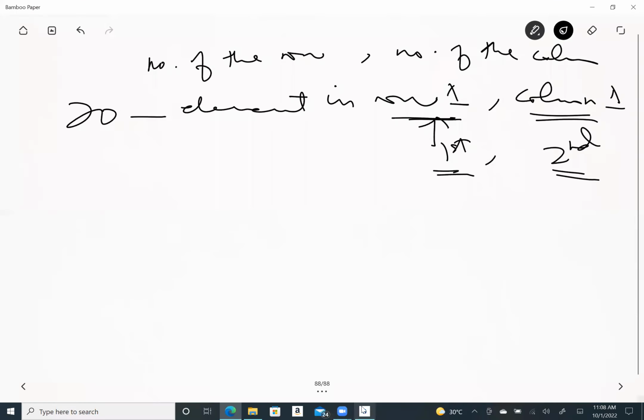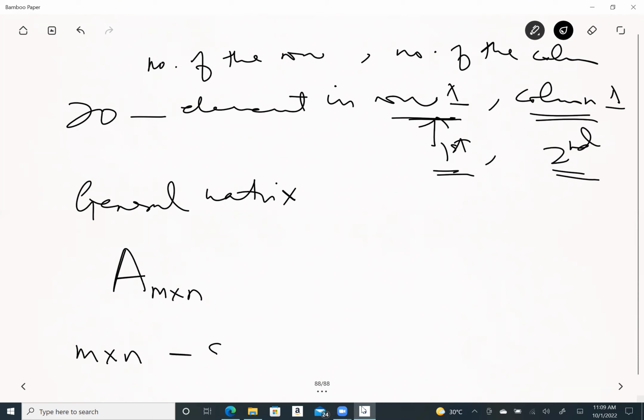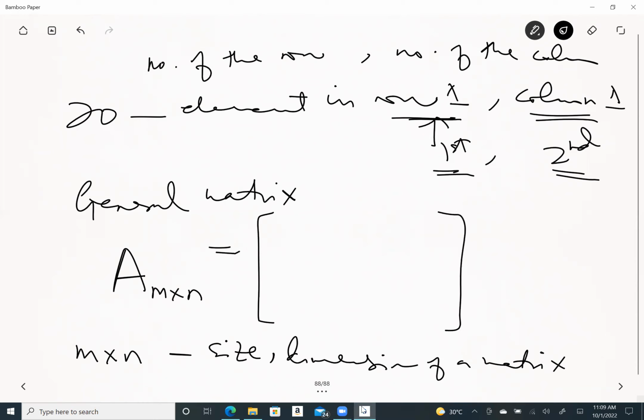So a general matrix, we denote by A, and the size of A is M by N. That is the size of the matrix, or dimension of the matrix. Sometimes we call it dimension. Okay, dimension of a matrix, so M by N. We have M rows. I'm sorry, M row.